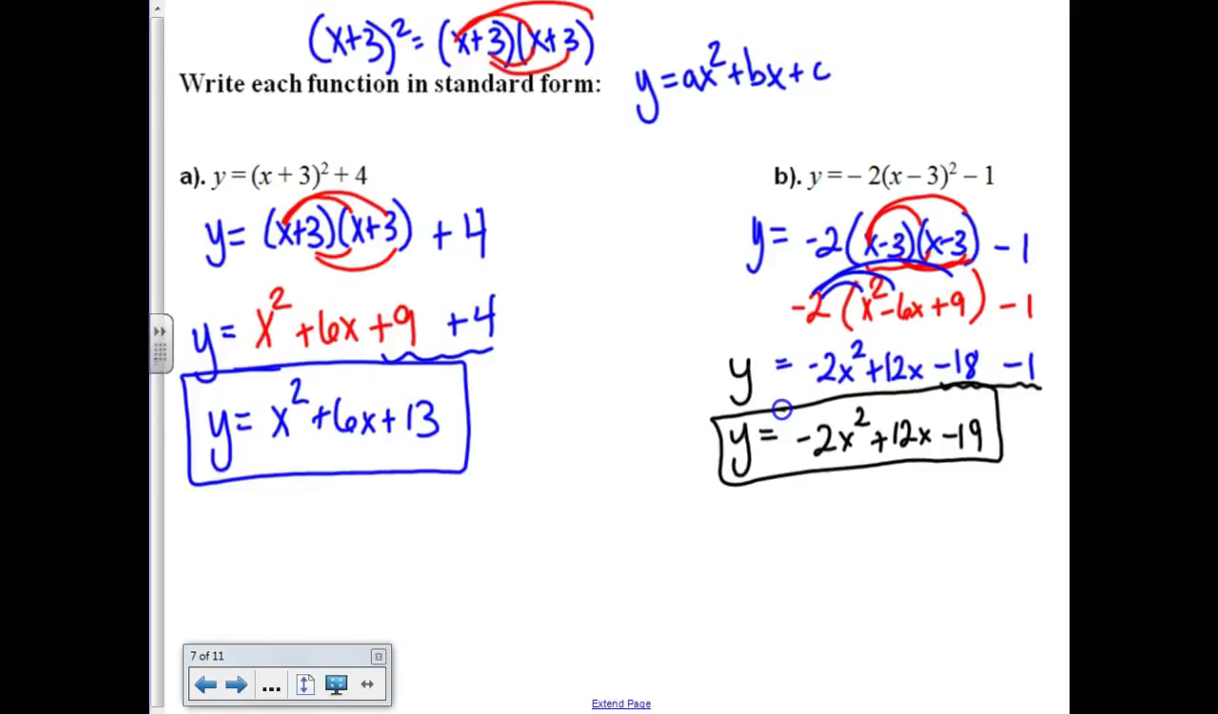So a logical question is, are we ever going to take standard form and write it in vertex form? The answer is yes, not yet, because we have to learn something called completing the square before we do that. So look forward to that, like, 2 weeks from now. Remember completing the square?